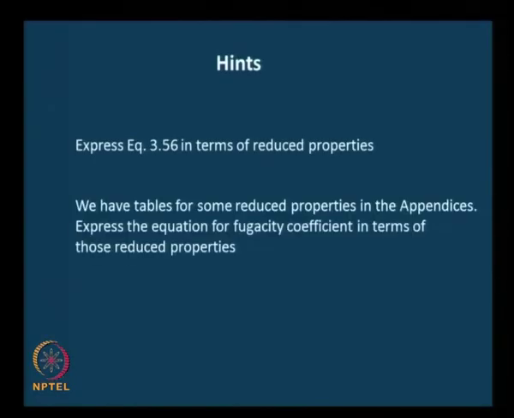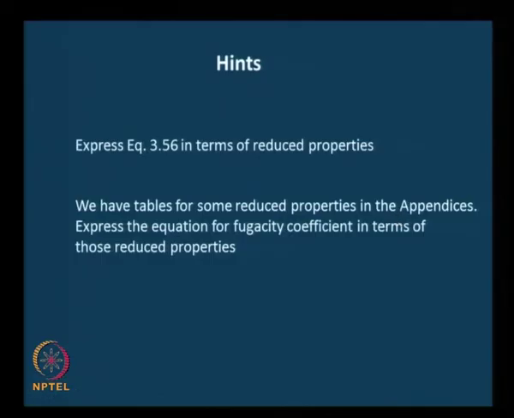Probably you are ready for the second hint now. We will see the solution when we work out the complete details, but let me give you a hint so that you can start thinking in that direction and pick up such skills which require thinking in one angle and thinking in another angle, putting them together for the purpose at hand. The hint is something like this: we have tables for reduced properties in the appendices. Express the equation for the Fugacity coefficient in terms of those reduced properties. This is a very big hint. Go ahead 10 minutes and see how you can express the equation for the Fugacity coefficient, which has already been converted to a reduced property form, in terms of these reduced properties, the values of which are available in the appendices.